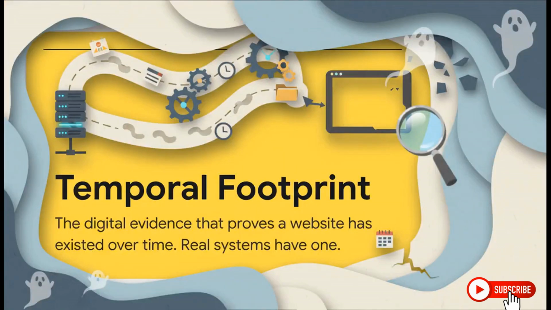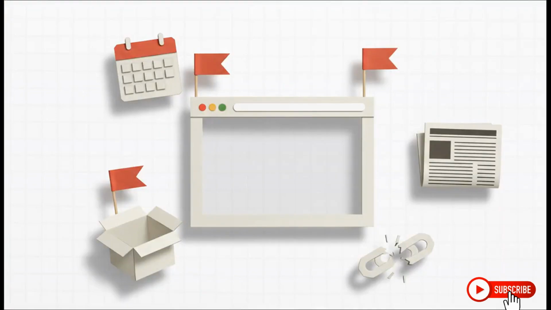And we have a name for this. It's called the temporal footprint. It's basically the collection of digital breadcrumbs that prove a site is legit because, well, it has a past. A ghost website, by its very definition, has no real history. So, how do we find this footprint? Or, more importantly, the lack of one? You look for these specific red flags.